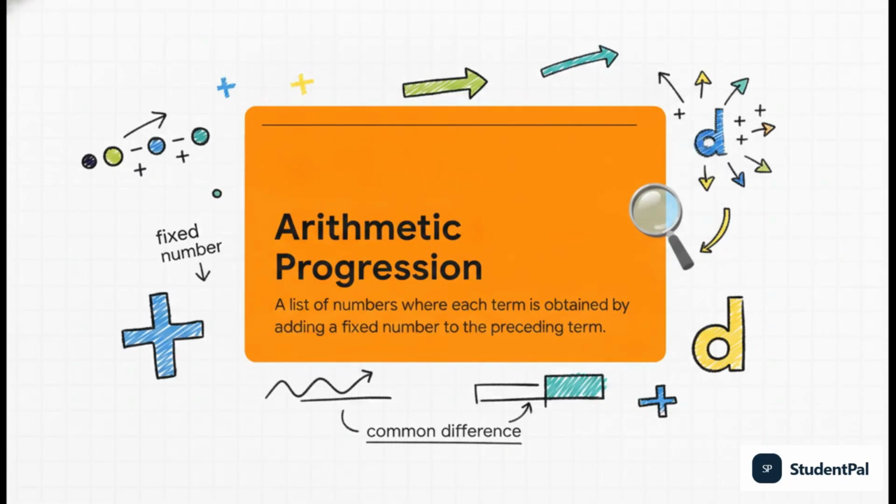And that, my friends, is exactly what an arithmetic progression is. We call it an AP for short. The formal mathematical definition tells us it's a list of numbers where each term is obtained by adding a fixed number to the preceding term, except for the first term, of course. Now, this fixed number is the absolute heart and soul of an AP. In math, we call it the common difference, and we represent it with a simple lowercase letter d.